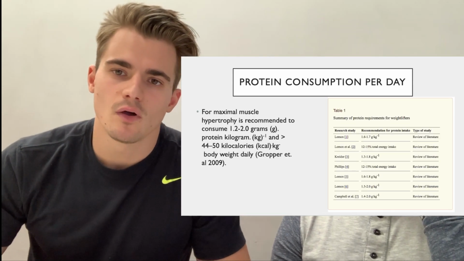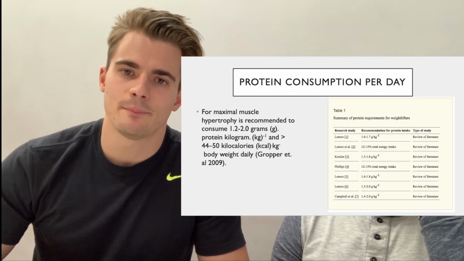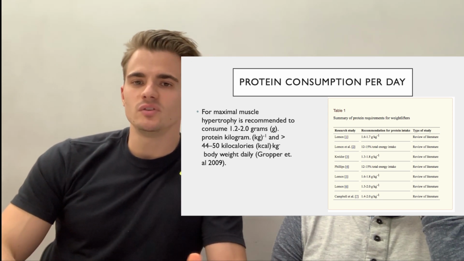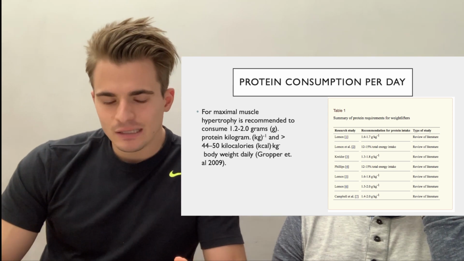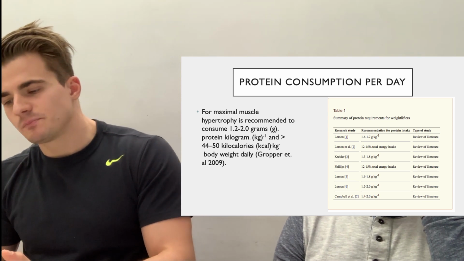You know, if you're vegan, you can do your stuff and everything. But for optimal muscle hypertrophy adaptation, then it's better. As far as the protein consumption goes, according to Gropper et al. 2009, the recommended quantity of protein to consume for maximal muscle hypertrophy adaptation is from 1.2 to 2 grams per kilogram of body weight. Ideally, you want to stay towards the higher end of the spectrum if you are in a calorie deficit state, you're losing weight.